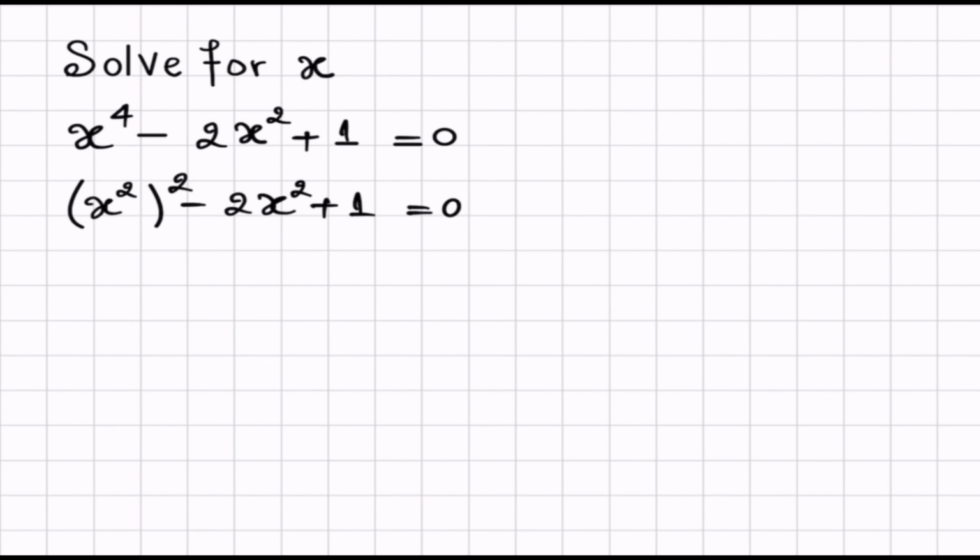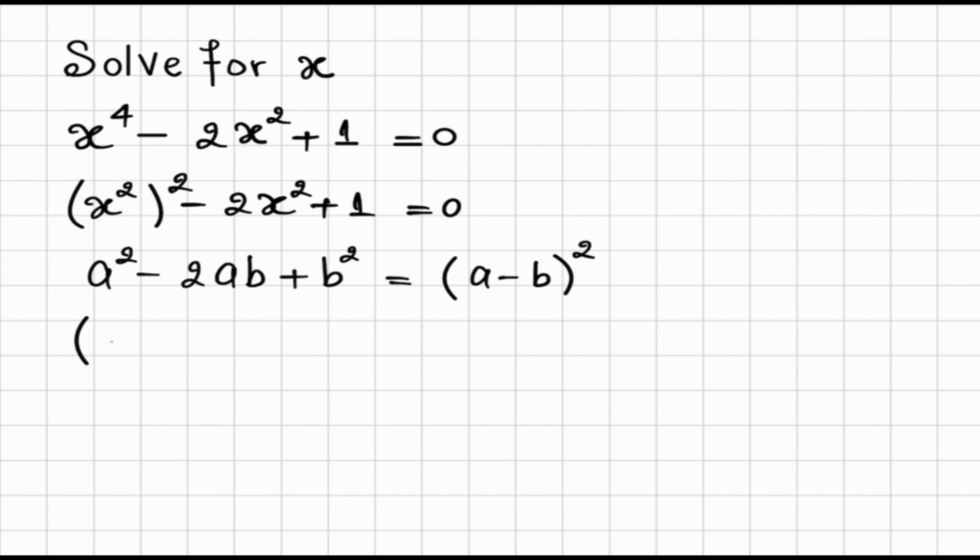Let's give a look here. It is in the form of a square minus 2ab plus b square, which can be written as (a minus b) raised to square. So then we can write (x square minus 1) raised to square equal to 0.